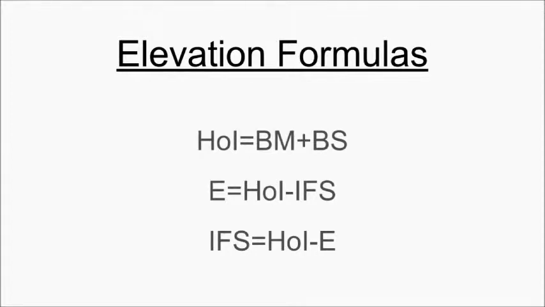Now that you know how to determine the height of your instrument, we can move on to finding elevation. In order to find an elevation, you need two things: the height of your instrument and an intermediate foresight, or IFS reading. Once you have these two readings, you use the formula E equals HOI minus IFS to discover the elevation at a location. It is also possible to use a laser level to find out what IFS you will have at a specific elevation. This is especially useful when excavating a base. In order to find the IFS that you will have at a specific elevation, you use the formula IFS equals HOI minus E.